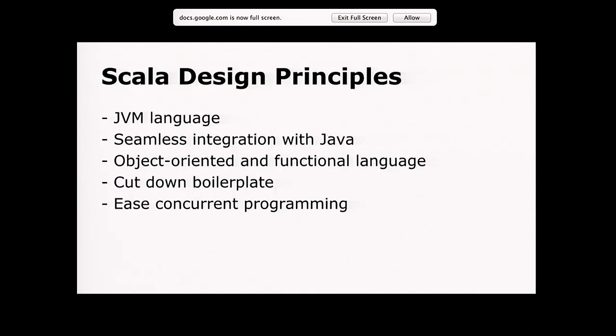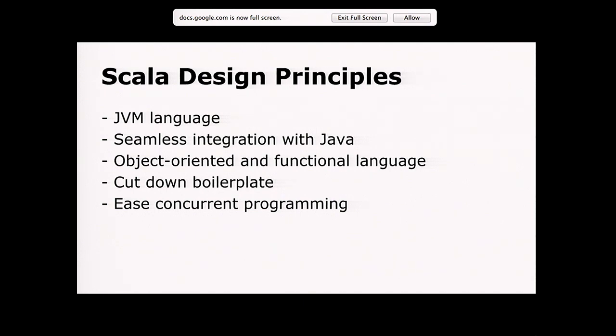So what is Scala? What are the core design principles? First of all, it's a JVM language, so it compiles to bytecode. And it was designed for seamless integration with Java. From Scala, you can access fields of Java objects, you can implement Java interfaces, and you can extend Java classes. And likewise, you get access from Java code to Scala, obviously.